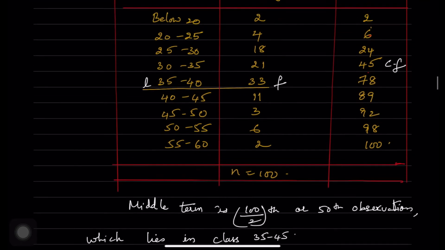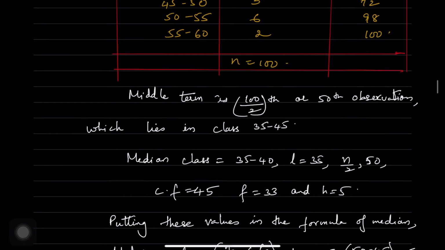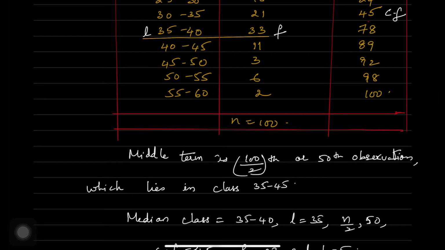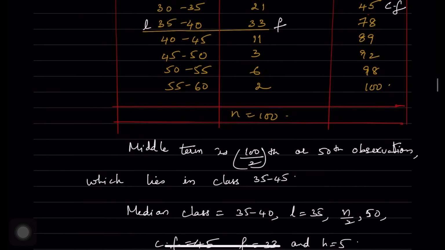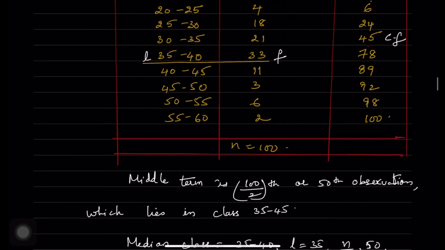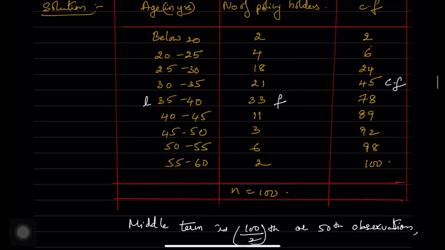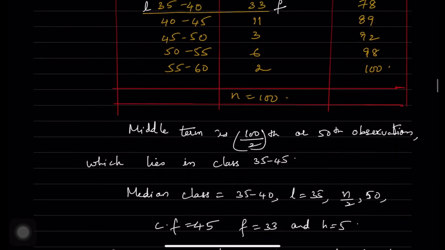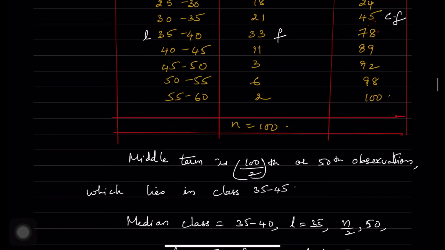So middle term is nothing but 100 by 2 term or 50th observation, which lies in the class 35 to 40. So median class is 35 to 40. Here the lower limit is 35, n by 2 is 50. For the 50th observation we just have to see where this 50 lies, between 45 and 78. So it lies somewhere in this value. So we take this value 78.